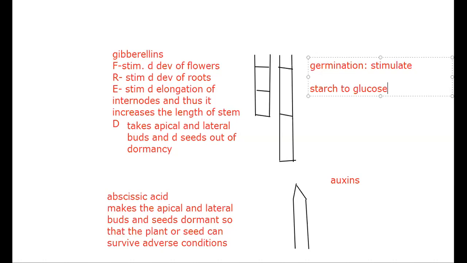And you'll find that as the seed germinates, the size of the seed decreases. Why does the size of the seed decrease? It's because the stored starch in the seed is being converted to glucose. And if you are removing your stored substances, of course, there'll be a decrease in size.